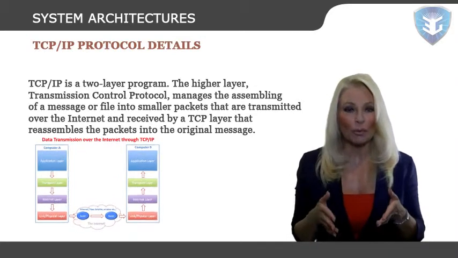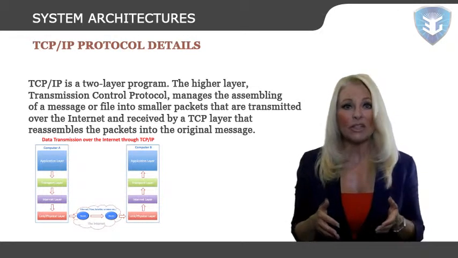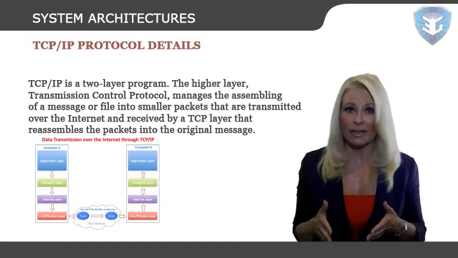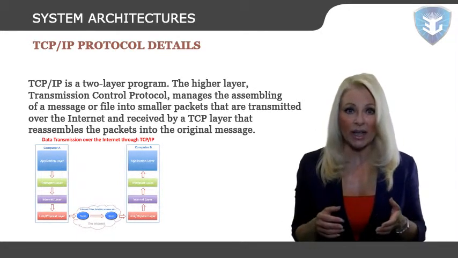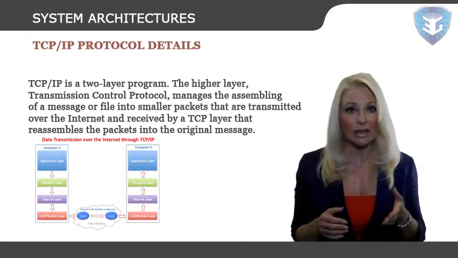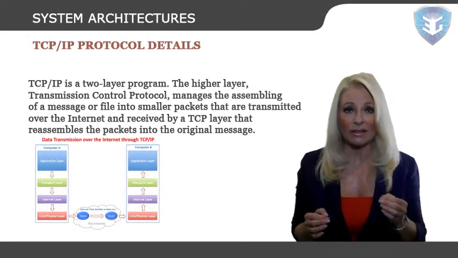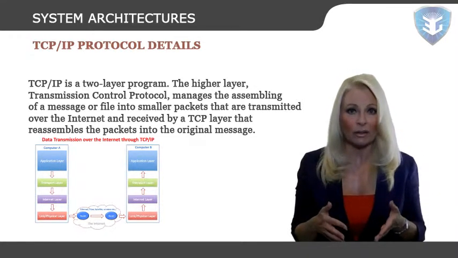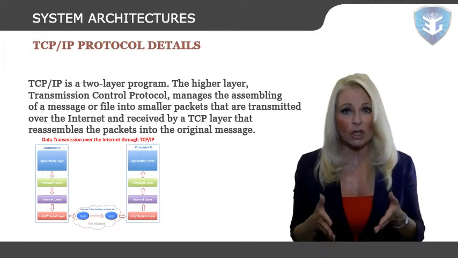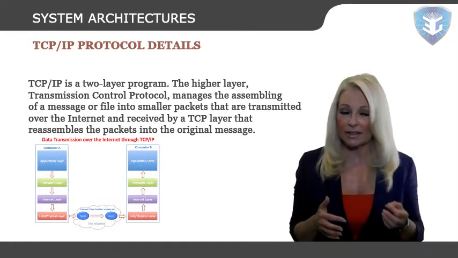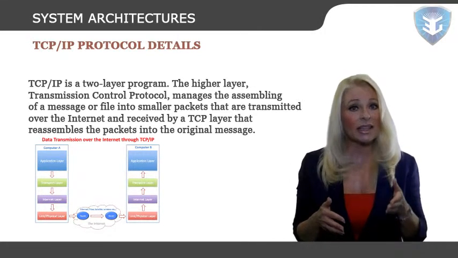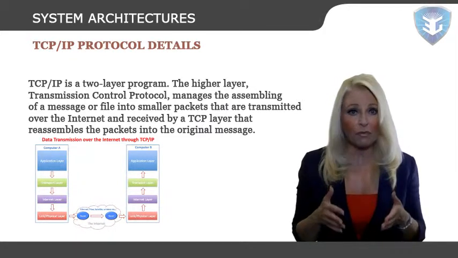TCP/IP is a two-layer program. The higher layer, Transmission Control Protocol, manages the assembling of a message or file into smaller packets that are transmitted over the internet and received by a TCP layer that reassembles the packets into the original message. The lower layer, Internet Protocol, handles the address part of each packet so that it gets to the right destination. Each gateway computer on the network checks this address to see where to forward the message.